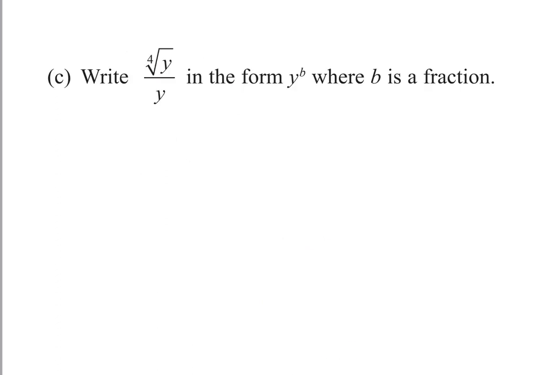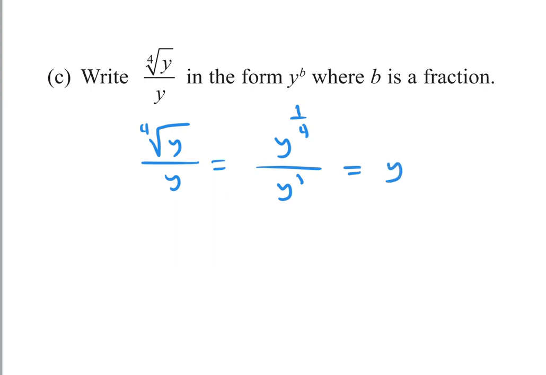c, write the fourth root of y divided by y in the form y to the power b. The fourth root of y means y to the power 1 over 4, divided by y to the power 1, so subtract the powers: 1 over 4 minus 1, so negative 3 over 4.